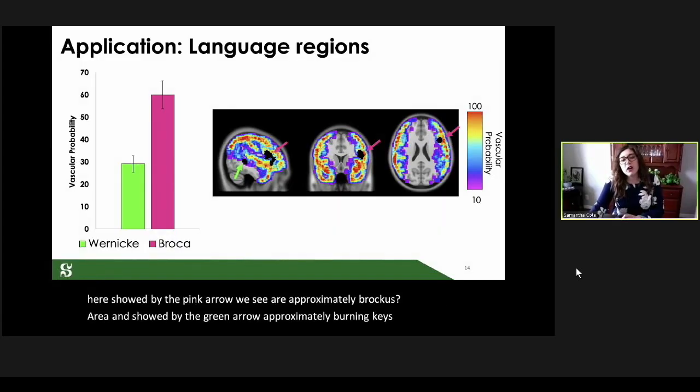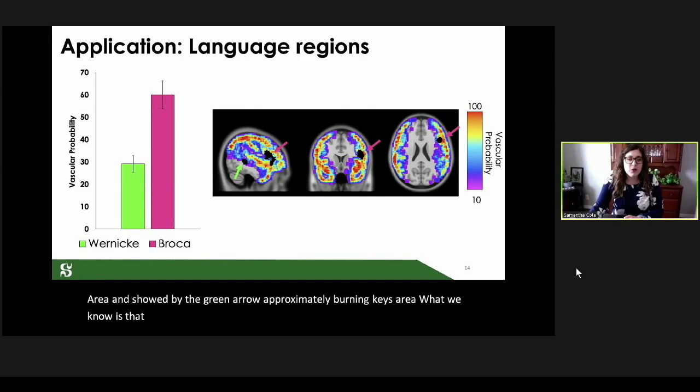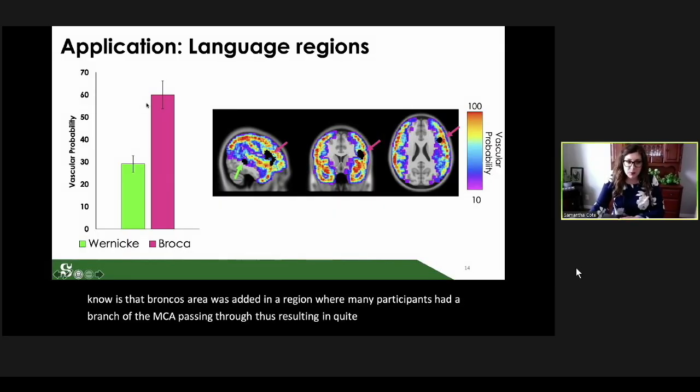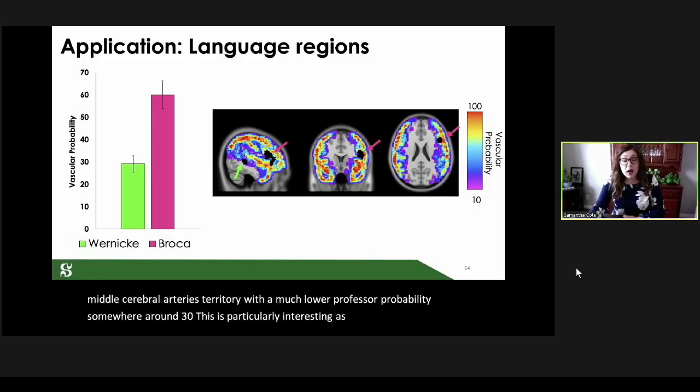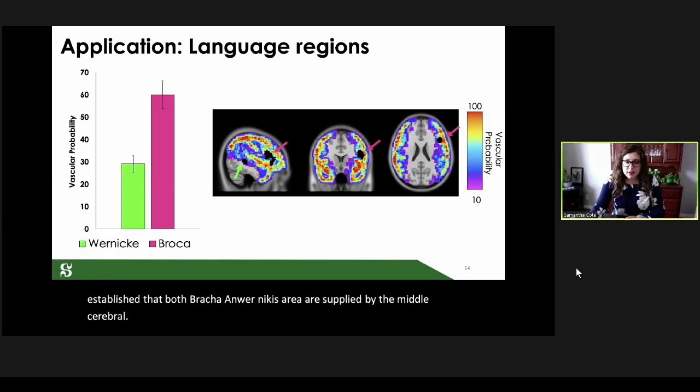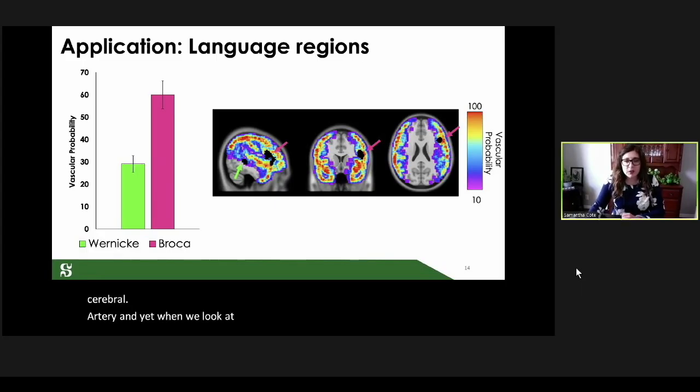What we know is that Broca's area resided in a region where many participants had a branch of the MCA passing through, thus resulting in a quite high vascular probability of around 60%. Whereas Wernicke's area lay more on the edge of the middle cerebral artery's territory with a much lower vascular probability, somewhere around 30%. This is particularly interesting as it is very well established that both Broca's and Wernicke's areas are supplied by the middle cerebral artery, and yet when we look at these ROIs, we see that there's a different vascular profile.